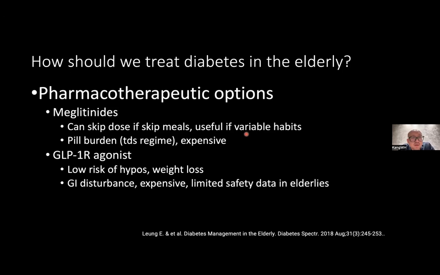Others can use a GLP-1 receptor agonist, which causes low risk of hypos and also helps with weight loss. So if you get an overweight or obese elderly, you can try this, but it will cause GI disturbance like reflux, constipation, tummy upset, diarrhea, and it is very expensive. Honestly, the data is good, but if you look in detail, they do not really try it in a lot of elderly populations. So to say it is entirely safe for elderlies is something we can't be sure of. But it's still a good option to choose at the moment.